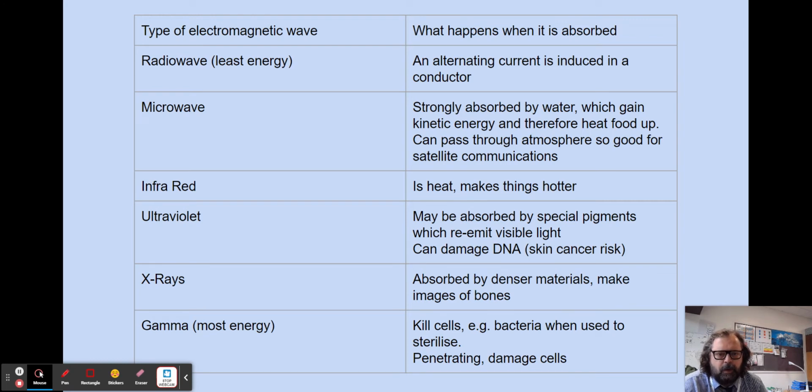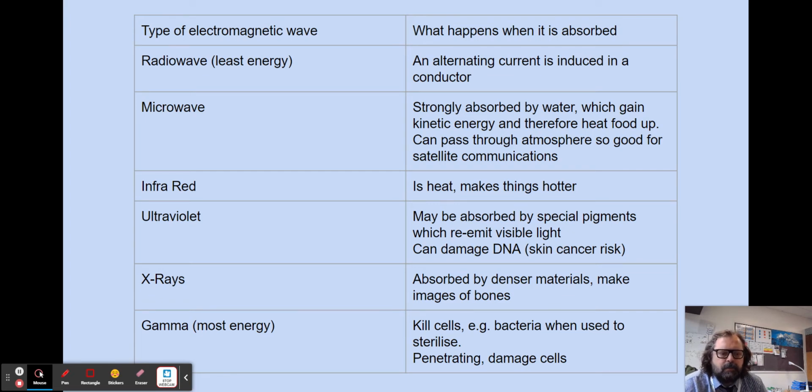Microwaves are strongly absorbed by water, which vibrates, gaining kinetic energy and therefore making food hot. And a property of microwaves is that they can also pass through the atmosphere, so we use them to communicate with satellites. Infrared radiation is heat. It makes things get hot. It can burn you and damage your skin. It's also used in things like TV remote controls to carry a digital signal, for example, to change channel on your TV.